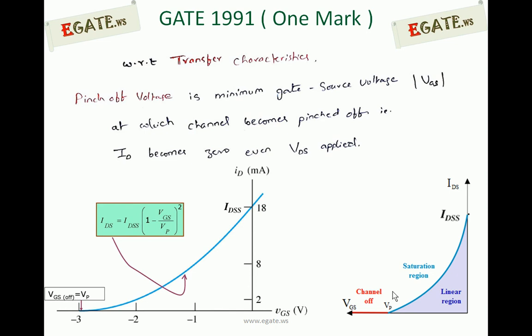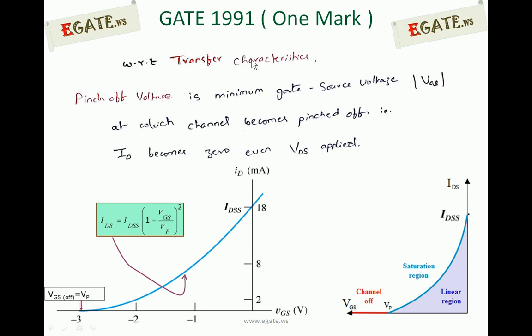Now we will define pinch off voltage with respect to transfer characteristics. Pinch off voltage is the minimum gate to source voltage at which the channel becomes pinched off. That is, drain current becomes 0 even when VDS is applied. Transfer characteristics is always between drain current ID versus gate to source voltage VGS at a constant drain to source voltage VDS.